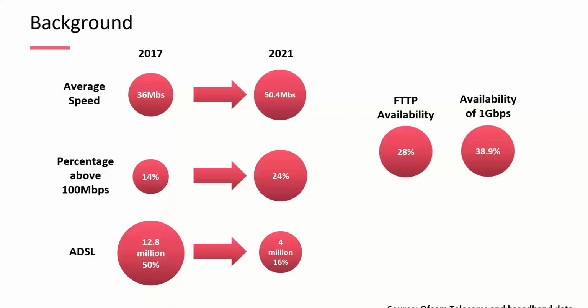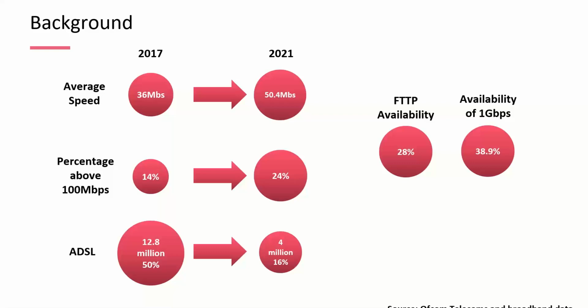And if we look at the availability, the percentage of people who can order a connection that's 100 megabits per second or higher was 14% in 2017. Now it's moved up to 24% in 2021. And that is, as the rollouts continue, that's increasing.